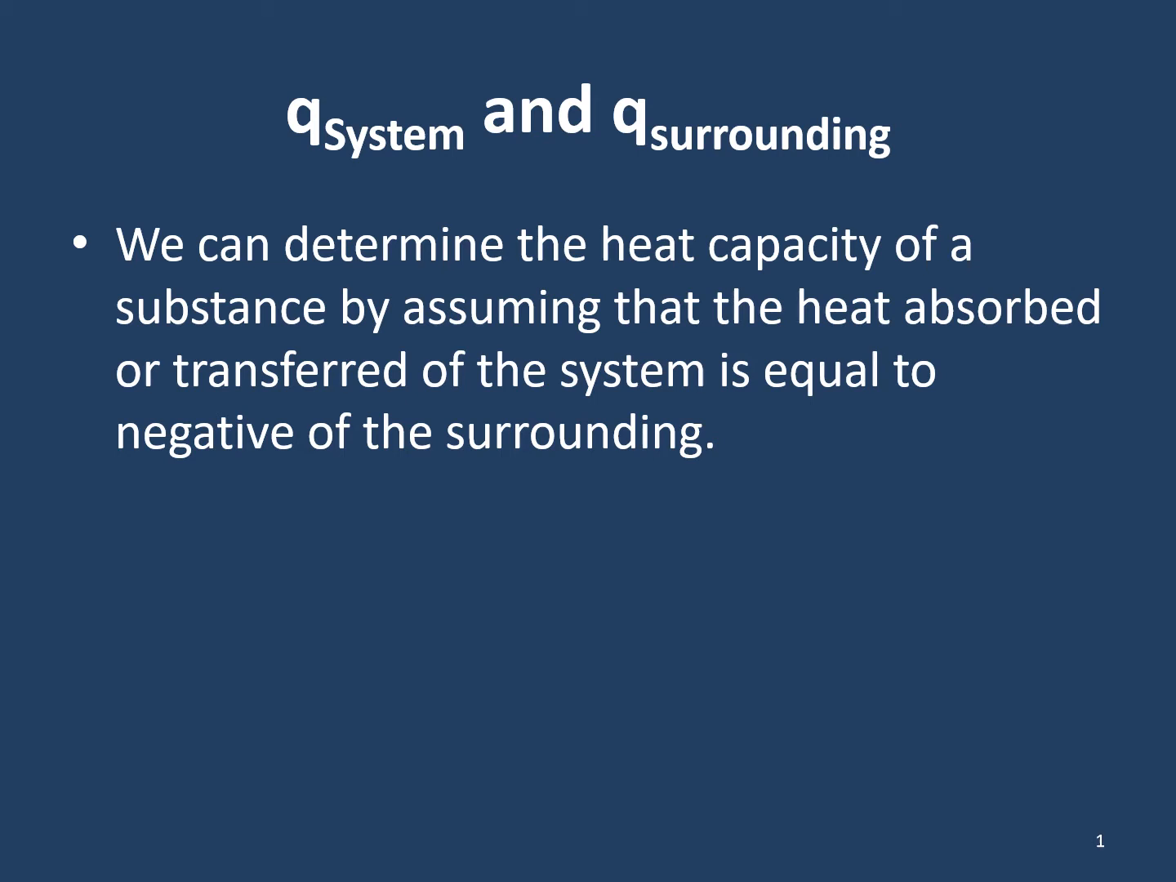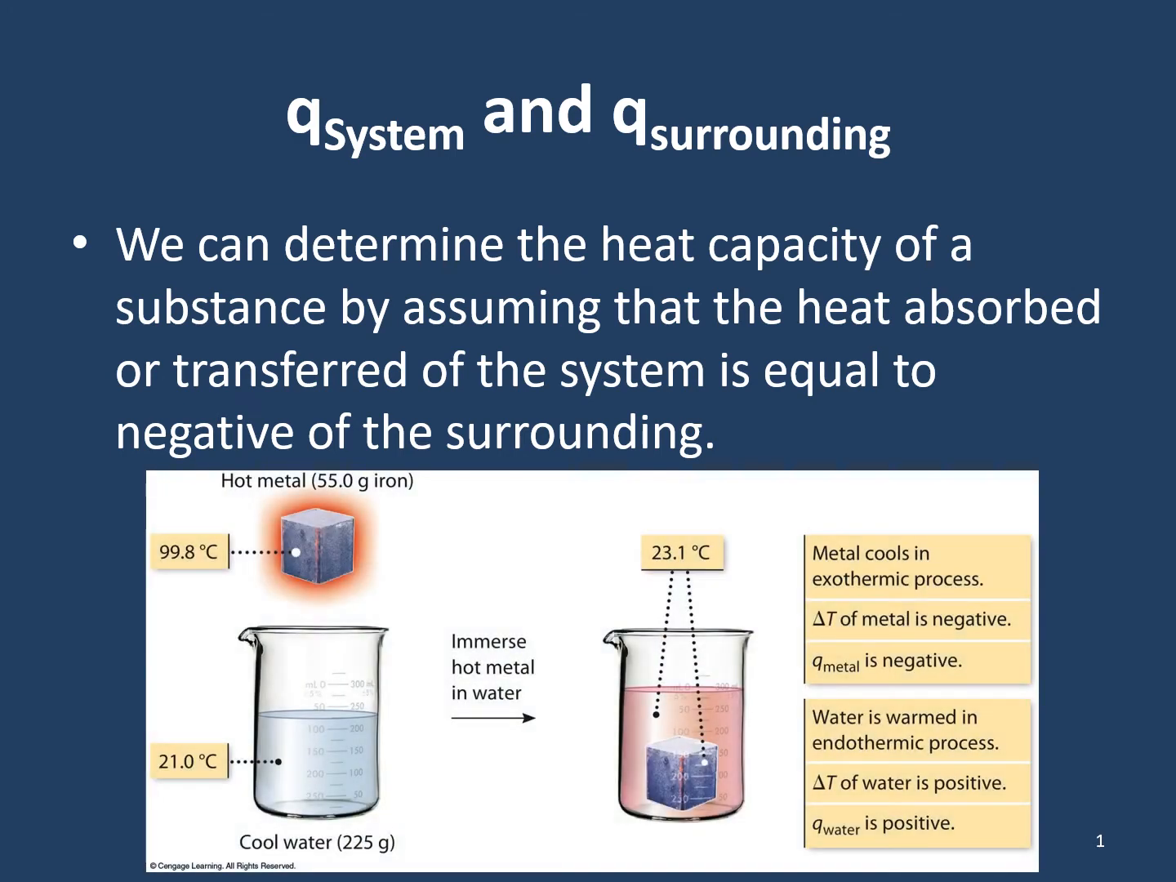For instance, if I drop a piece of hot metal, in this case it's iron, I have a piece of 55-gram iron, and I know its temperature because I can measure it, and I drop it into this water, which I know the temperature of, and I know the mass of. Like we talked about, eventually these two will reach what we call thermal equilibrium. And so at some point in the future, they both reach the same temperature. The water increases in temperature and the metal decreases in temperature.